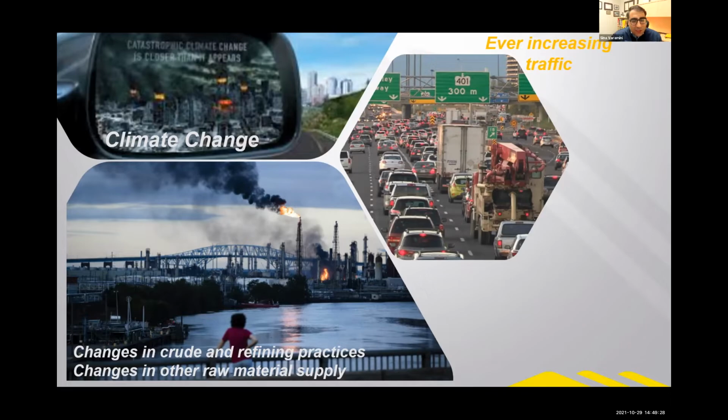And then the change in crudes, changing refining practice. Crude is not an unlimited source. It could deplete anytime soon, so what we have to do is find alternatives to crude, or even Portland cement if we need to, and then go to unconventional materials to be used for designing and constructing roadways.